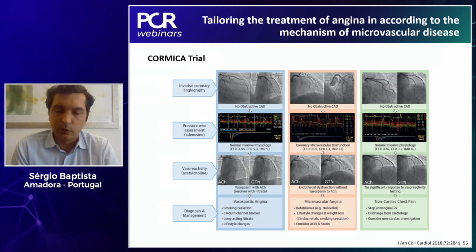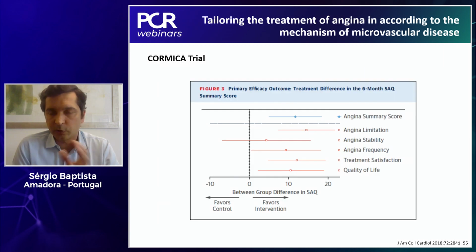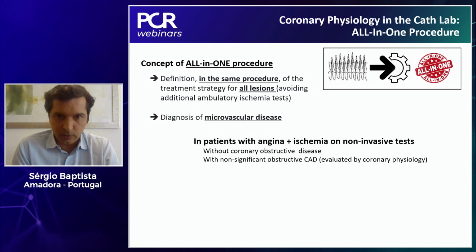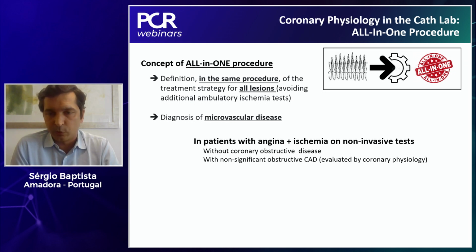And the treatments they will get will be different, and the results, if you tailor your treatment to the different mechanisms, are also different, as shown in the Carmichael trial, in which patients with a tailored treatment had a much better quality of life. And there are several trials ongoing trying to also demonstrate reduction in events in these patients. This is clearly a second reason for doing physiology tests in the cath lab, and in this context of an all-in-one procedure, you can also, in patients with angina and positive non-invasive tests but without obstructive coronary disease, diagnose microvascular disease.